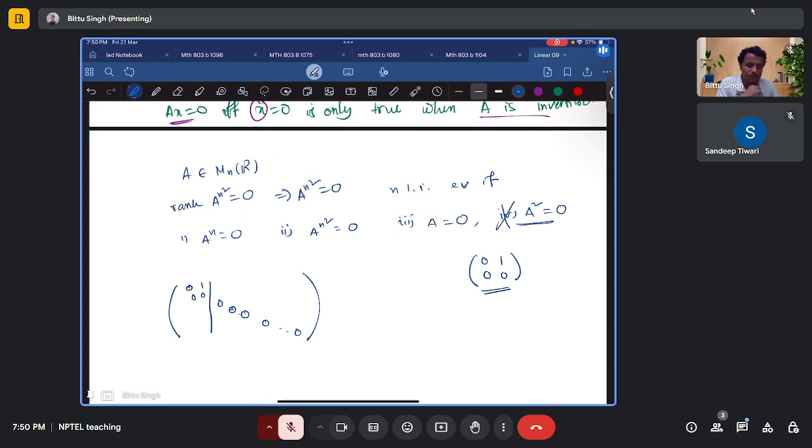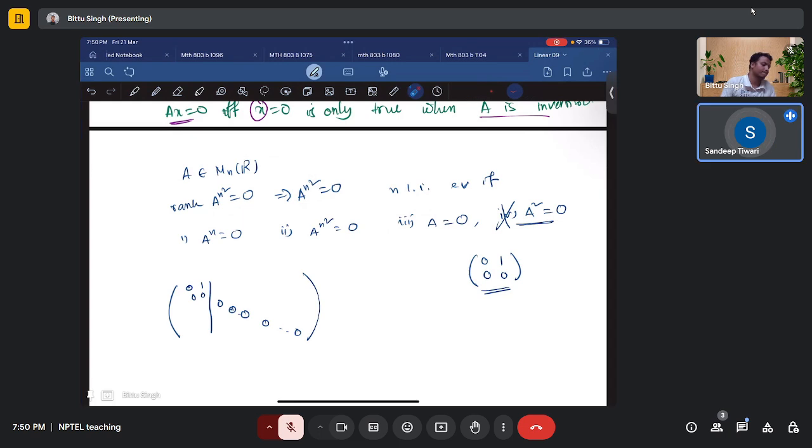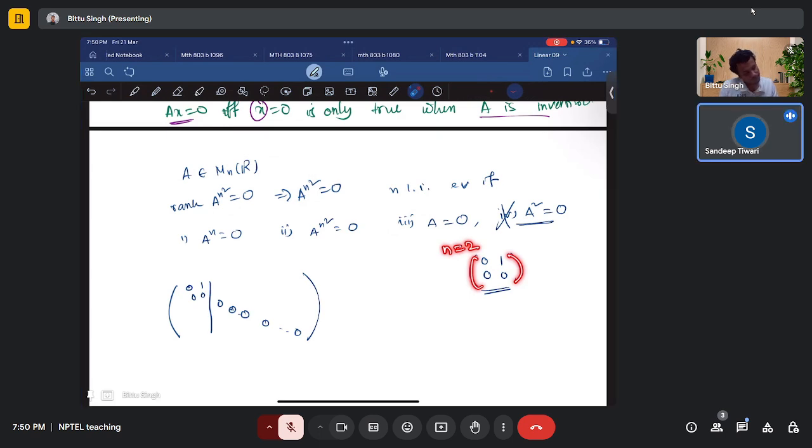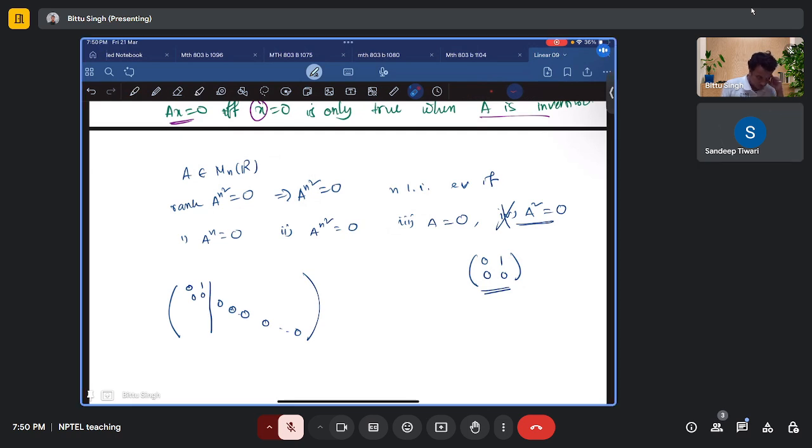Because the eigenvalue is 0, and the rank of this matrix is 1, the nullity will also be 1. So there is only one eigenvector. I am taking n equal to 2 and considering this example. So this is not true, and similarly the other will also be not true by the same fact. So only option 3 is correct, and the rest of the options are wrong.